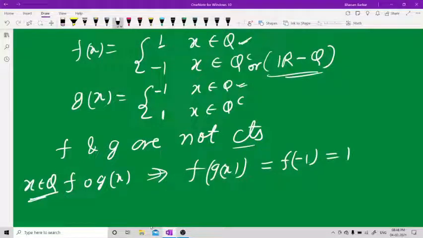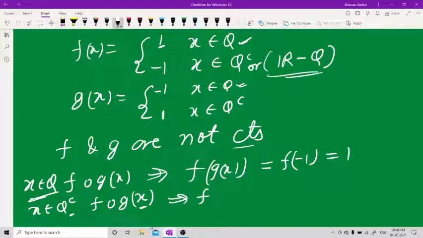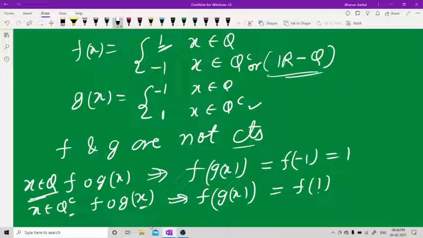Take f of g, sorry, for x belonging to irrational numbers. g o f I will give you for homework. Now this x is belonging to irrationals, and f g of x: x belongs to the irrationals, so g(x) becomes 1. f of 1: 1 is rational, so it belongs to the rationals, so it will be 1.